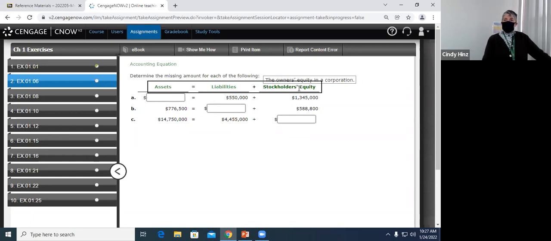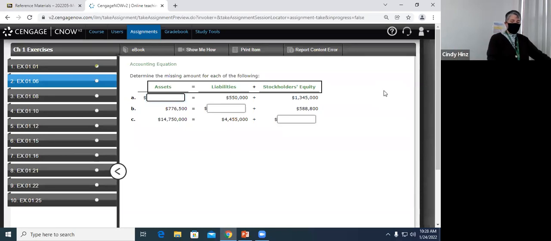Works the same way for a business. The asset is a list of all the things they own. The liabilities are a list of all of the amounts that they owe, and the equity is what's left. It's the residual. It's what's left. So if we know the liabilities and equity for letter A here, what must the total assets be? How would we find that? We would just add the liabilities and equity together, right? Just like any other addition problem.